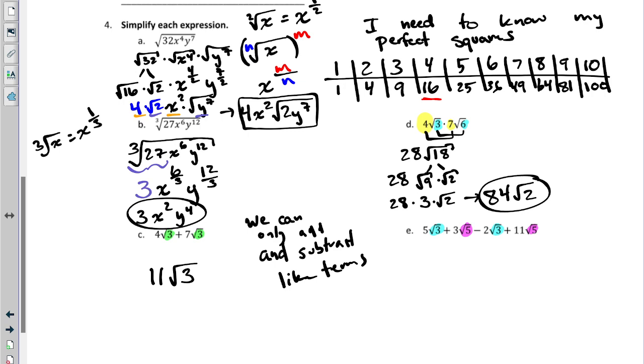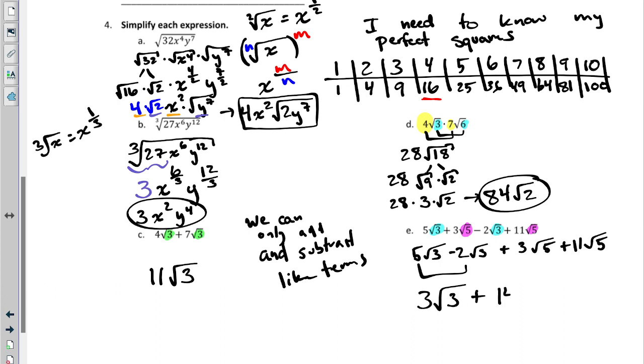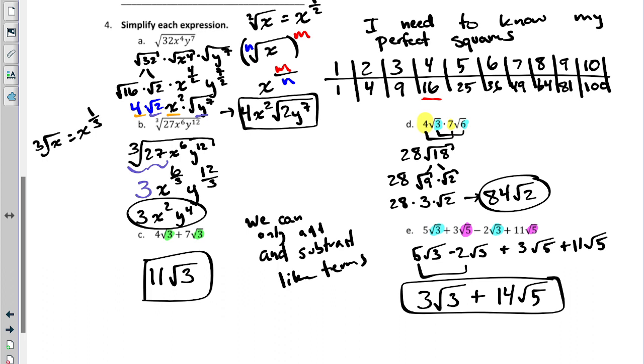I have 5 square roots of 3 minus 2 square roots of 3. And then I have 3 square roots of 5 plus 11 square roots of 5. Okay. Well, 5 minus 2 is 3. So I have 3 square roots of 3 plus 3 plus 11 is 14 square roots of 5. And then I have no more like terms, which means I'm done. That's it. I've simplified it. Nice. Okay, cool. We're good there. We simplified by combining like terms.